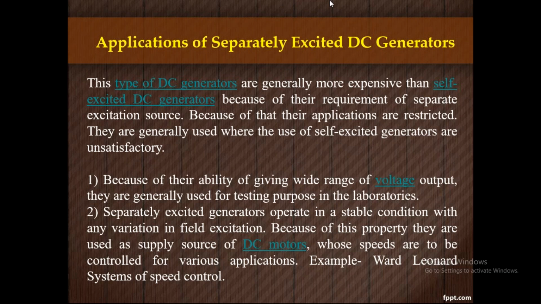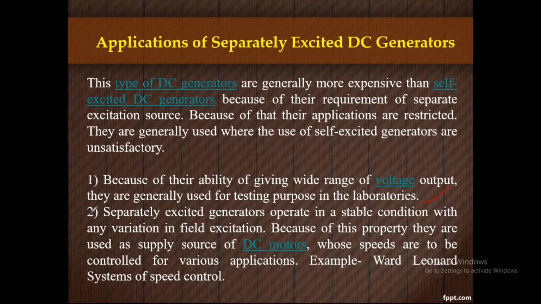The first one is, because of the ability to give a wide range of voltage output, they are generally used for testing purposes in the laboratories. That is the first application. The separately excited DC generator is not used in real time because it requires an external DC supply and that makes it more costly. So that is the reason it is restricted to that application. But we can use this type of DC generator in the laboratory for testing purposes.